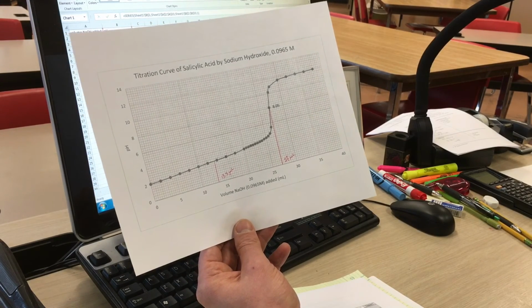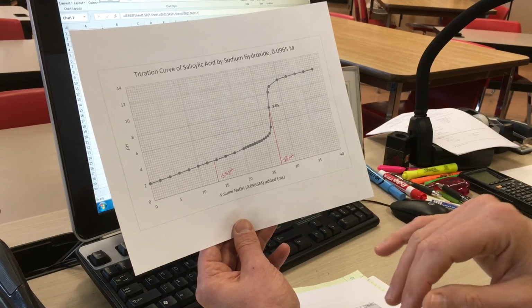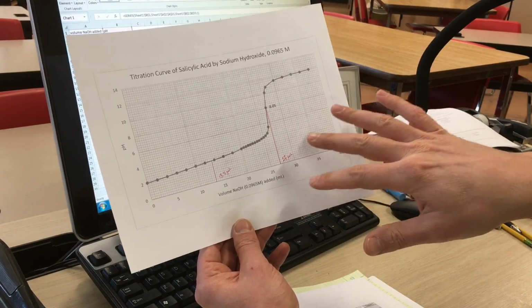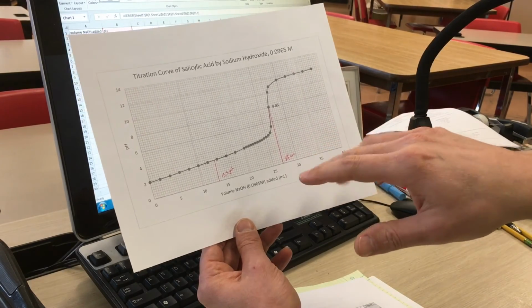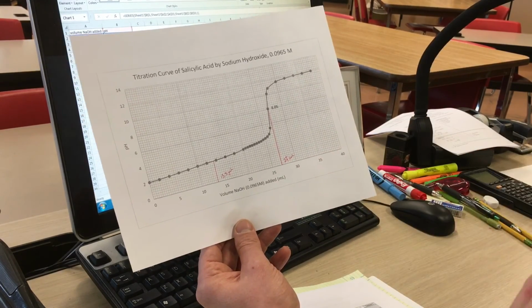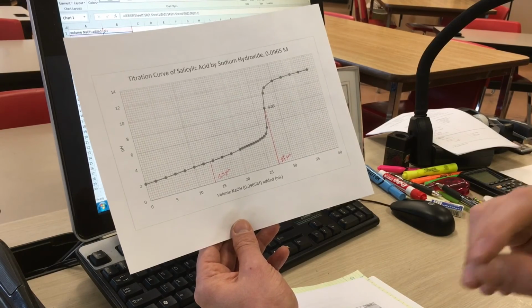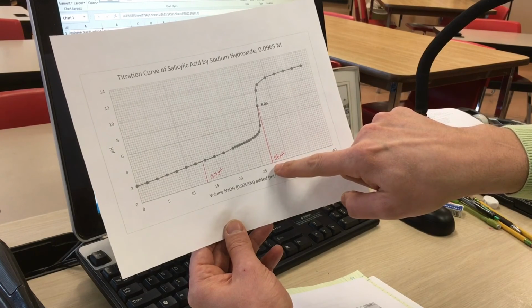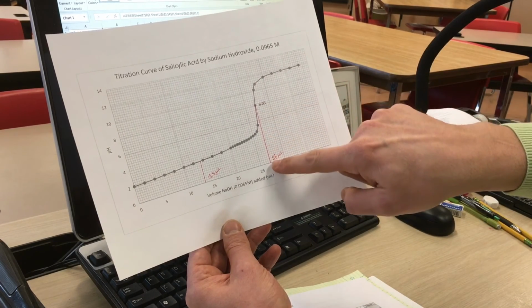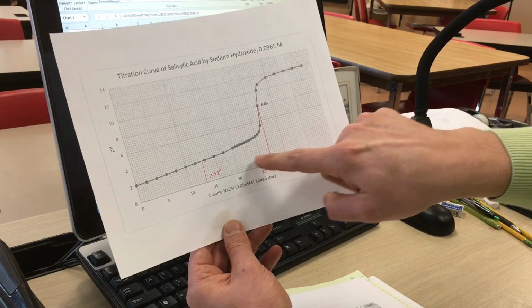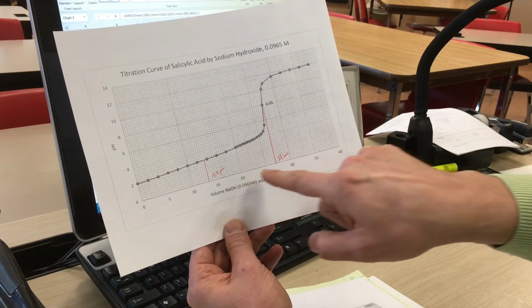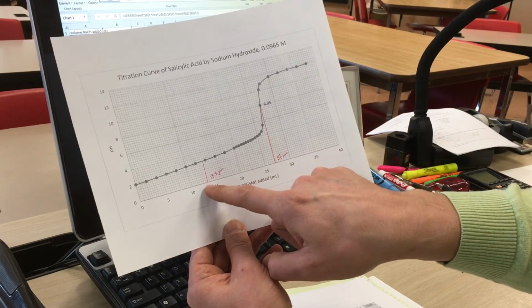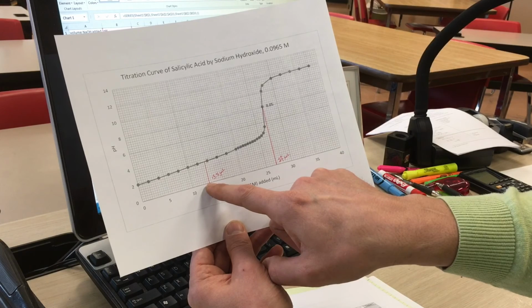So in this activity, we're trying to find the Ka. And to find the Ka, we actually need the pKa. And the pKa is the pH at the halfway point, so at the half equivalence point. So in my case, I had 27 milliliters of NaOH at the equivalence point. So the half equivalence point is at 13.5 milliliters, so half of 27. So this is the half equivalence point.